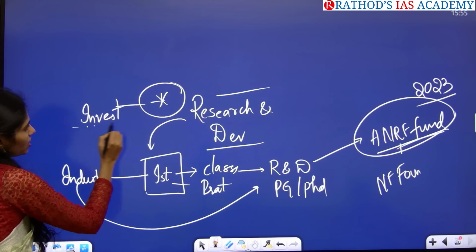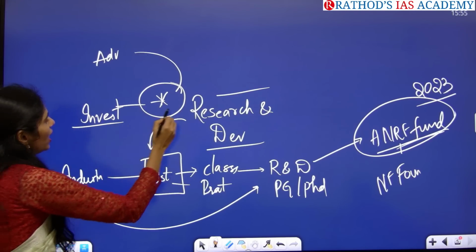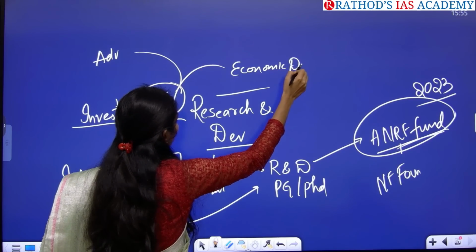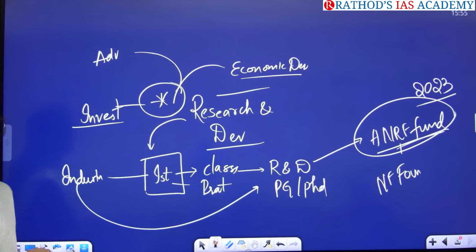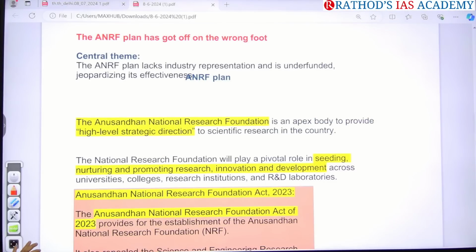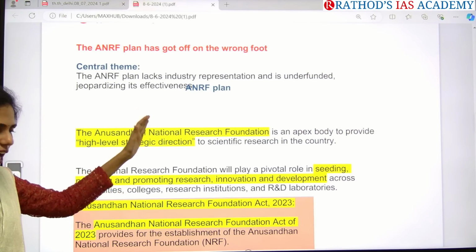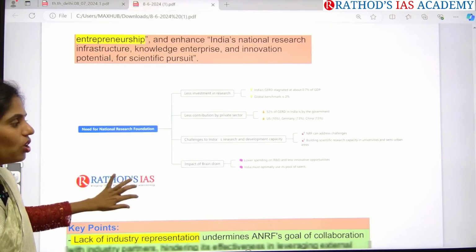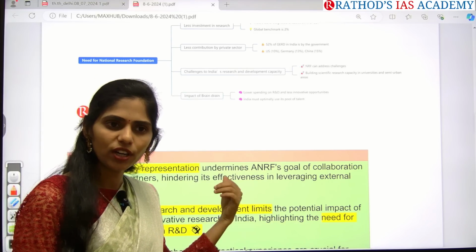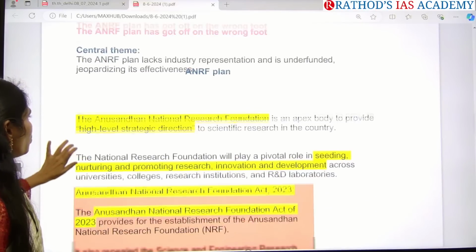If you are investing in research and development, what are the advantages that we are going to have, and how will that be helpful for the economic development of a country? All these are the dimensions that you have to see from this article's point of view. Let us see what this NRF plan is from the basics onwards. After seeing the basics, I will let you know what this article is talking about, so that you will be well connected with the topic, and you can write a very good answer if you get this topic in your mains.